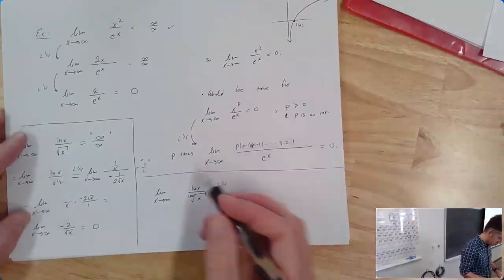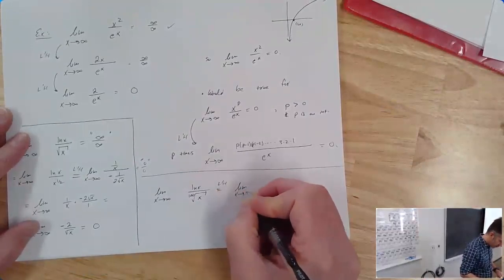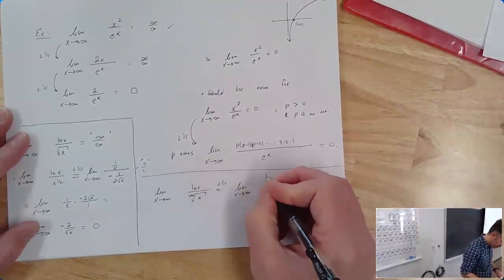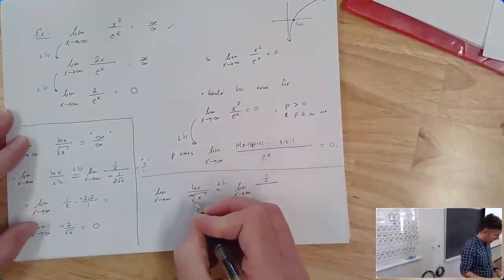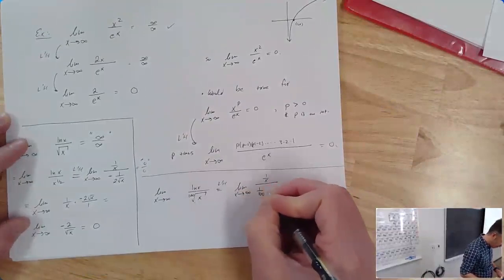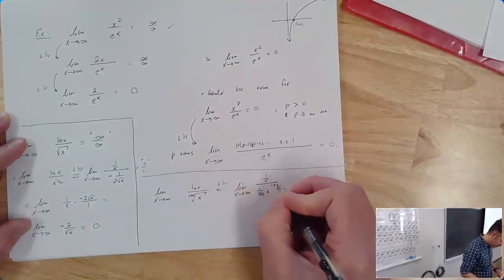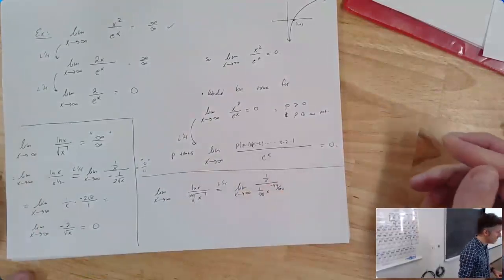So here, we're going to use L'Hopital's rule. The derivative of the natural log of x is 1 over x. The derivative of x to the 1/100th power is 1/100th times x to the 1/100th minus 1, which is negative 99/100. This is where we should simplify.